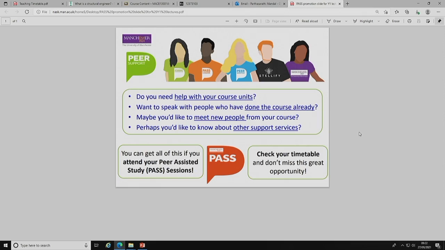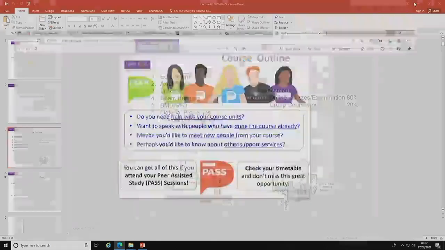Although they can, and they do sometimes, help you with a specific query to a problem on how to solve it. But mostly they are there in the sort of information point and guide you through how to go through this course unit, for example. Okay, so make use of that. Okay, so that's one thing.